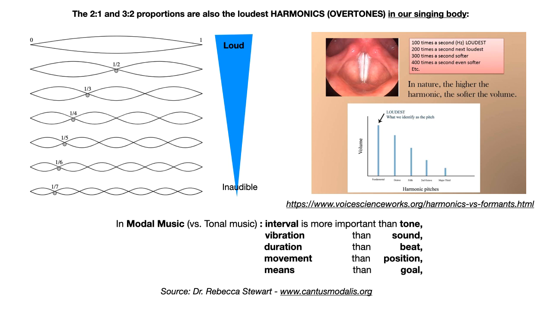And modal music, so that music that is the relation of sounds that are linked to the human voice, can be defined in difference with the tonal music, where the interval is in modal music more important than the tone. Vibration is more important than the sound. Duration is more important than the beat. Movement from one note to another is more important than the position of these notes. And the means used to produce music are more important than the goal.